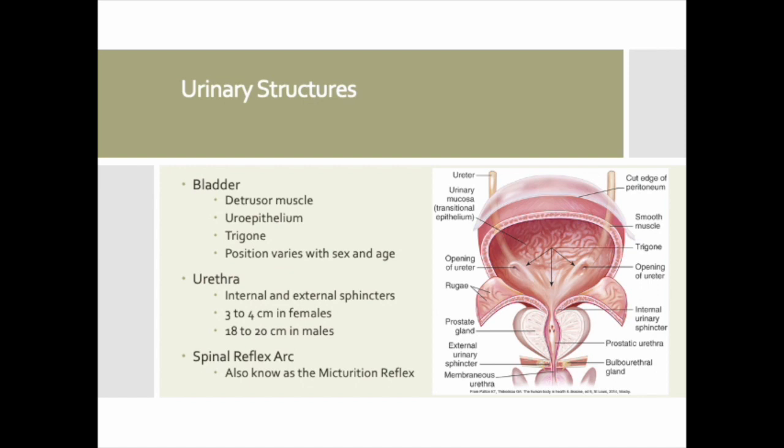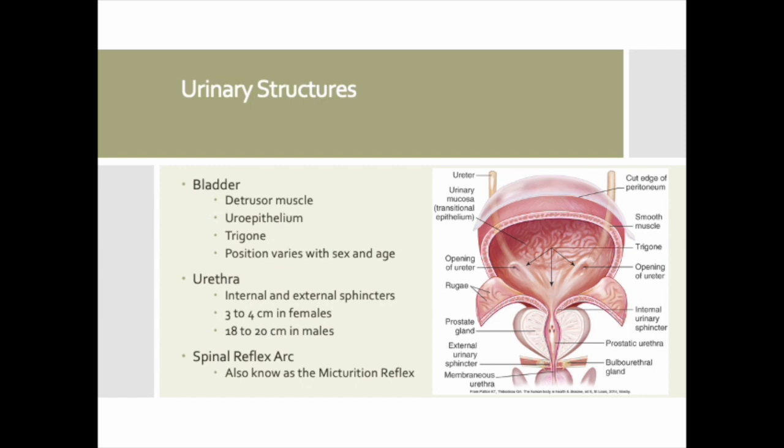So what innervates the bladder and the internal urethral sphincter? It's actually going to be supplied by the autonomic nervous system. The detrusor muscle is innervated by the sympathetic nervous system, from the lumbar spine, and the parasympathetic fibers from the sacral spinal cord area.